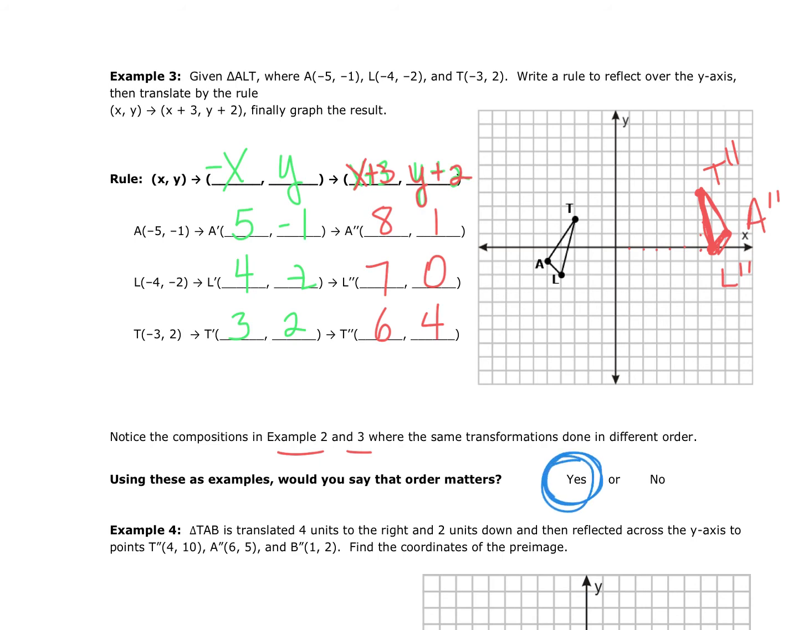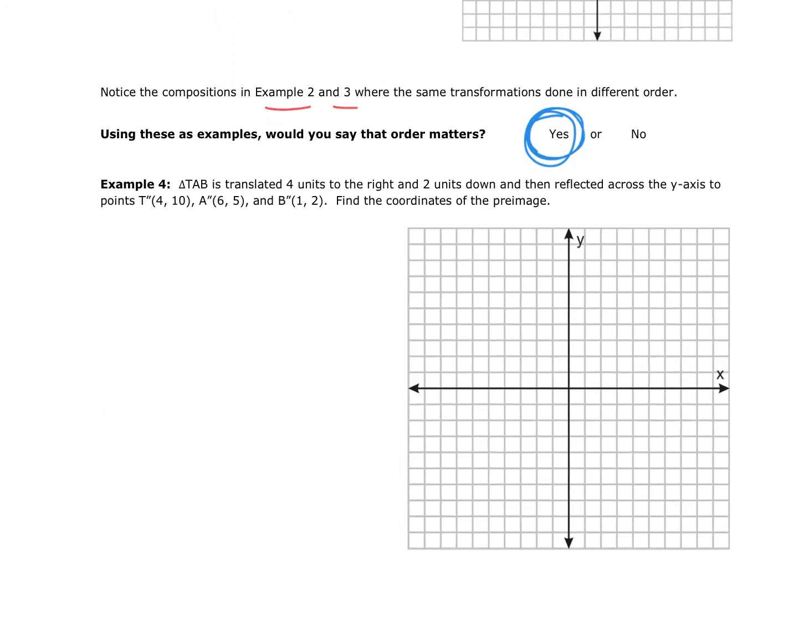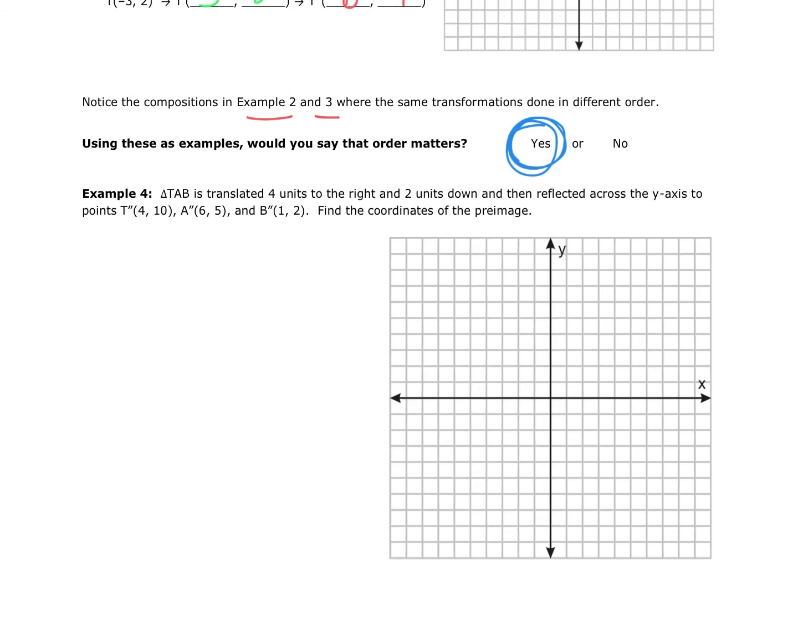All right. So we can do one more. Triangle TAB is translated 4 units to the right and 2 units down, and then reflected across the y-axis to these points. Notice those double primes. This is the image. So we need to go backwards to find the coordinates of the pre-image.